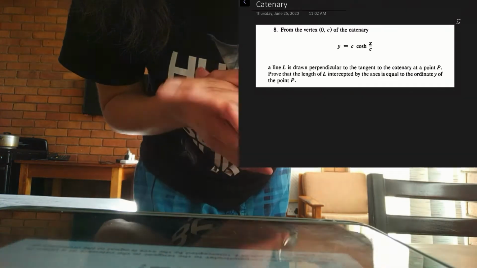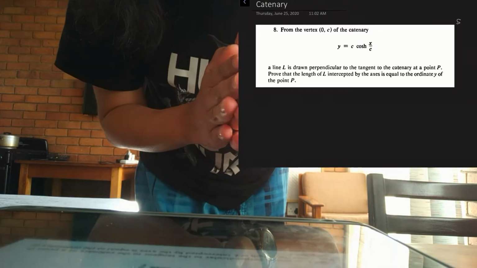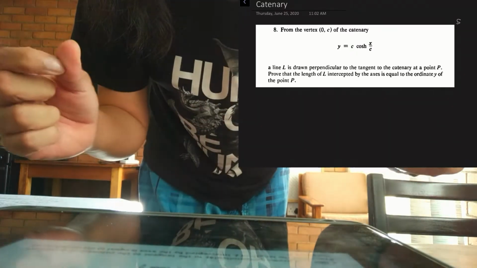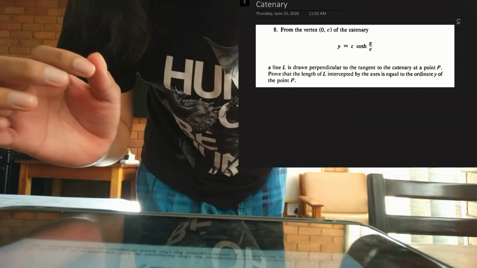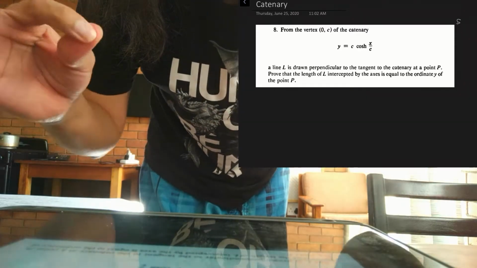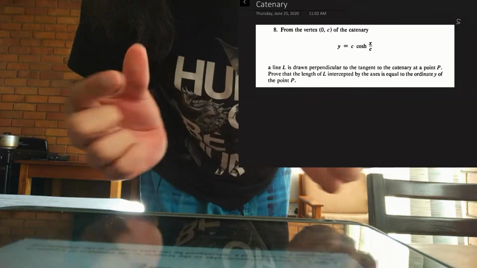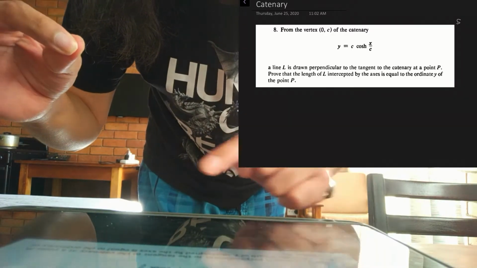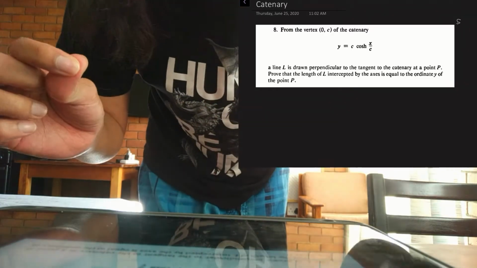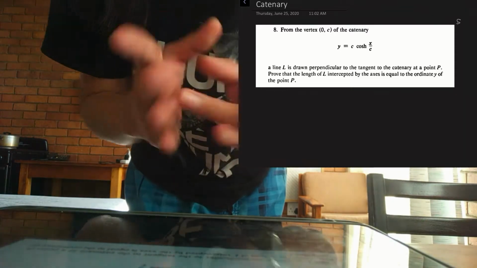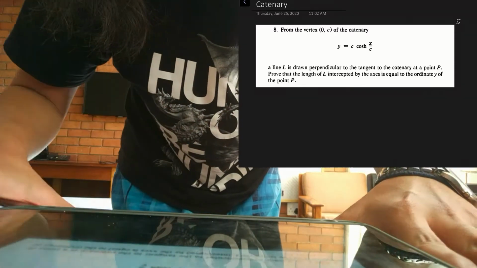If you've taken a subject in physics, in particular mechanics, you know that a catenary is the shape formed by a chain or a cable sagging under its own weight. If you hold a chain at 2 points, it will sag under its own weight, and that particular curve is called a catenary. But let's proceed with the push-up and think about how to proceed with this.